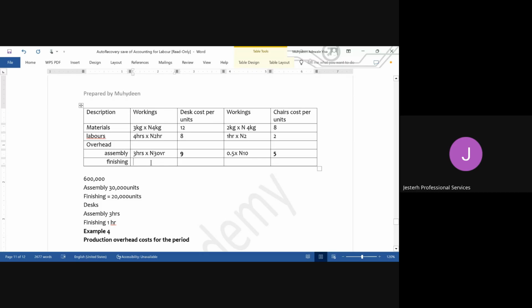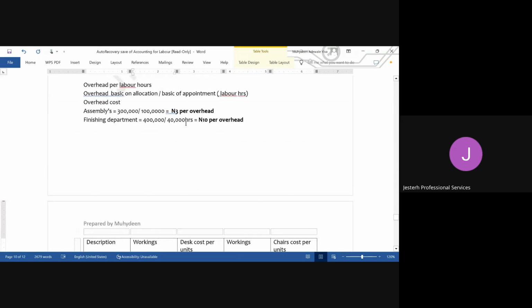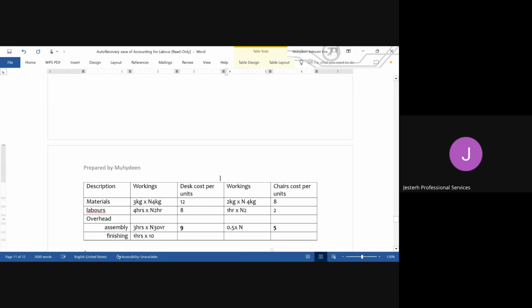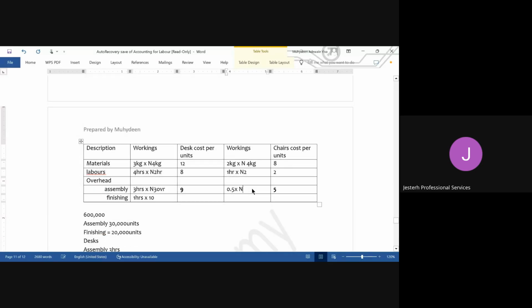Now you come to the finishing department. They allocate 1 hour multiplied by how much for finishing? 10. Okay, I think this one is wrong. Since we are still working on the assembly, it's supposed to be multiplied by 3 naira. So it will be 1.5, which means we are going to spend 1.5. So here it is 0.5, which is 30 minutes, multiplied by 3 naira.